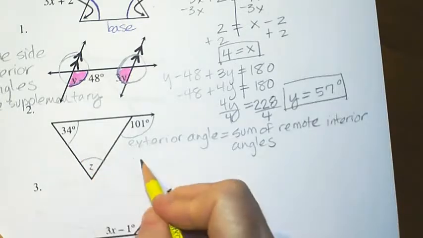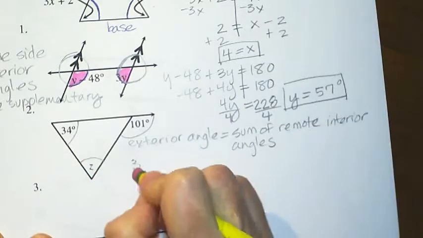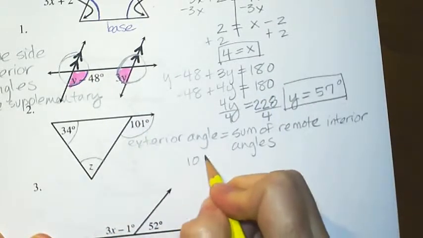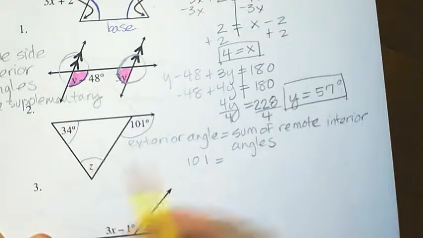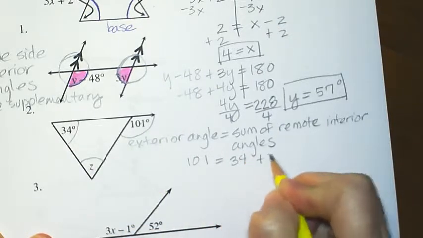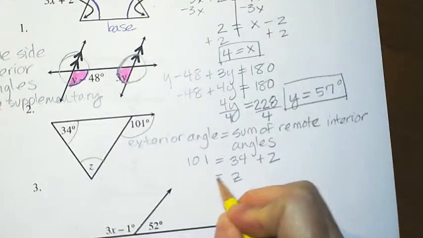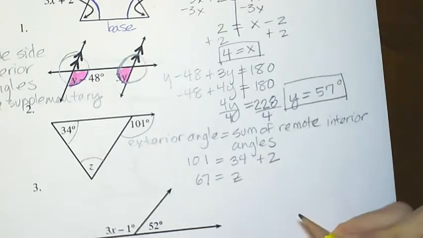So that means that these two together, 34, well, let's write it so it corresponds with the words. The exterior angle is 101, let's put that right there, is equal to these two together, 34 plus z. So I'm just going to subtract 34 from 101, and that's 67. So z is 67.